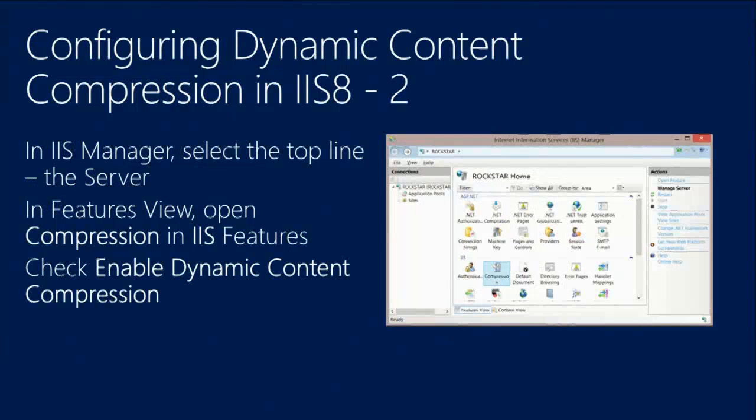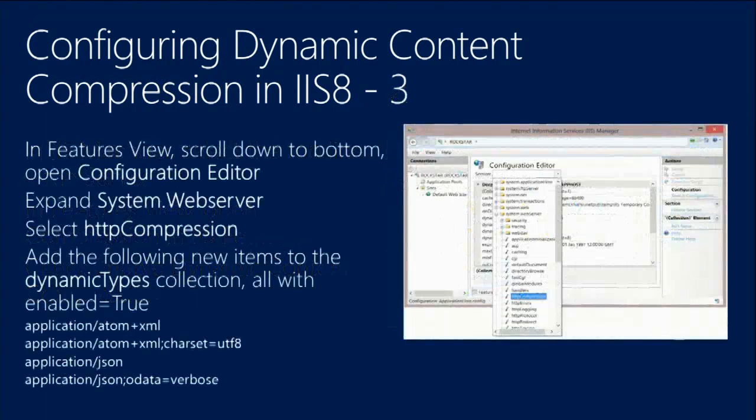Then you need to go into IIS Manager and do some configuration. All you've done there is you've enabled the feature, but you still haven't turned it on in the web server. So you need to go into IIS Manager, and you select the top line there, which is Rockstar in my case, and you need to go into compression and turn dynamic content on in there as well. And then you also need to drill down a bit further into the configuration editor, and there's some features in there. So I'll just show you.